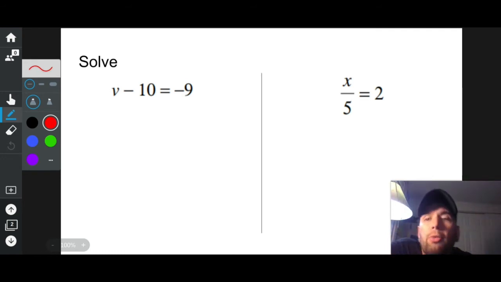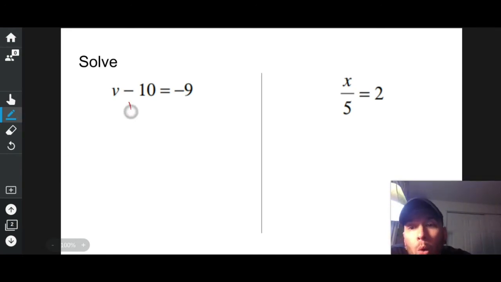So starting off, we have v minus 10 equals negative 9. Is v all by itself on one side of the equal sign? No. Well, how do we get v all by itself? We do the opposite of what's in the way. What's in the way is negative 10. So what's the opposite of negative 10 or minus 10? Negative and minus are the same thing, by the way. The opposite of negative or minus 10 is positive or plus 10. Plus 10.